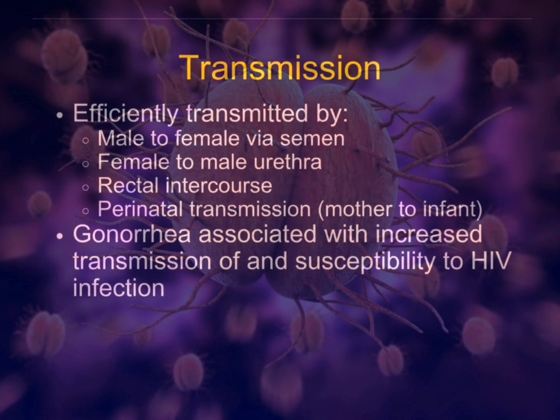Coming to the transmission, it is efficiently transmitted from male to female via semen, and from female to male through urethral and rectal intercourse. There is also perinatal transmission, from mother to infant. Gonorrhea is associated with increased transmission of and susceptibility to HIV infection.